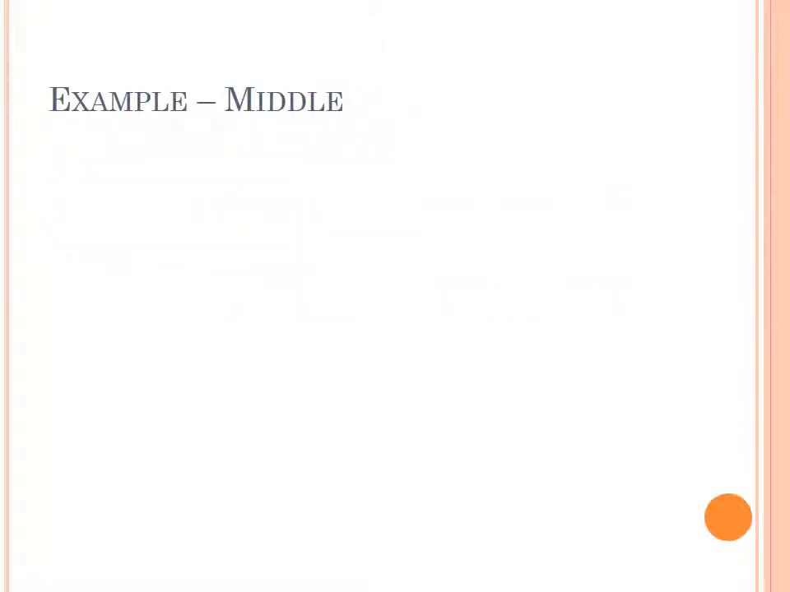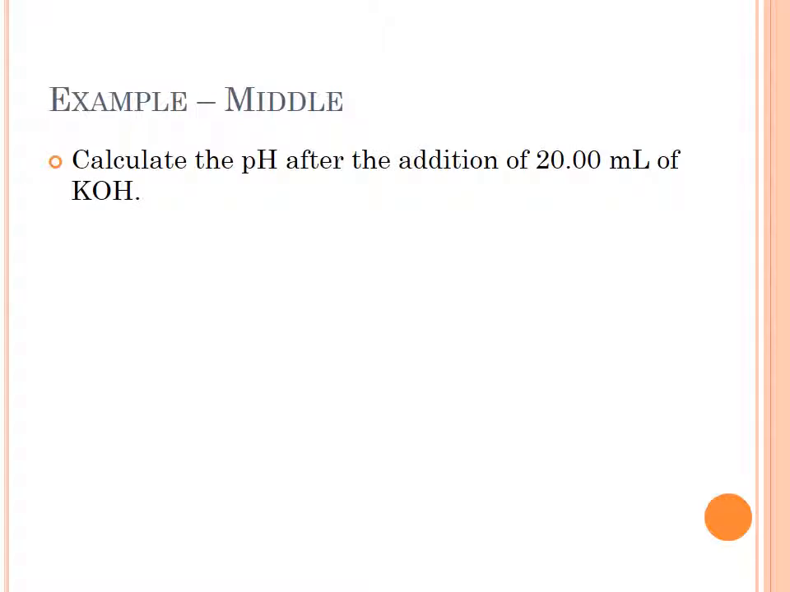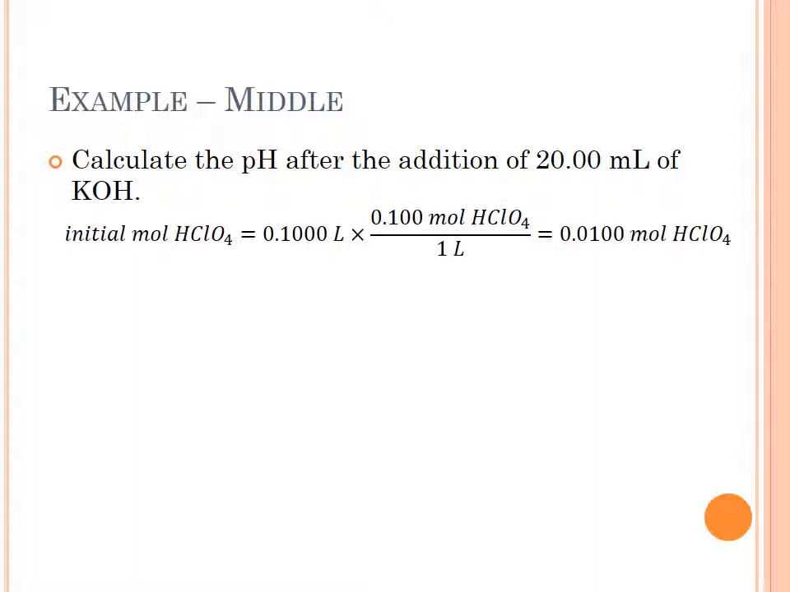Somewhere in the middle, after we've added some amount of potassium hydroxide but before the equivalence point, we'll pick 20 milliliters. We said we needed 100 to get to the equivalence point. This is 20, so it's somewhere in the middle. We have to figure out the neutralization, so let's calculate the initial moles of each.